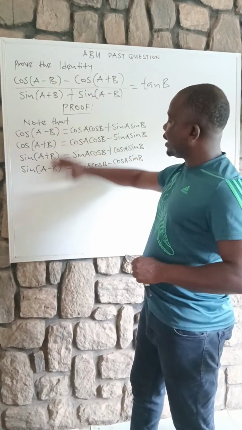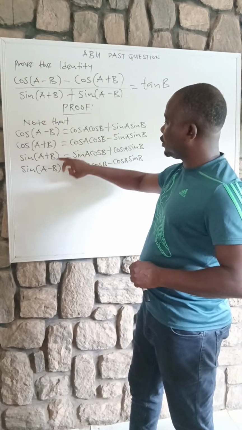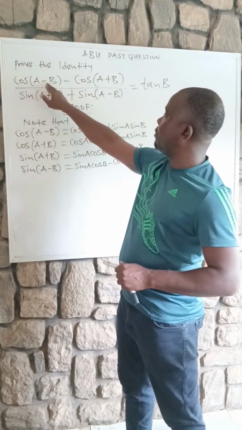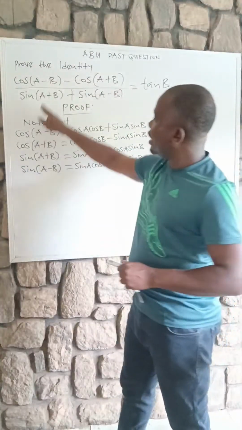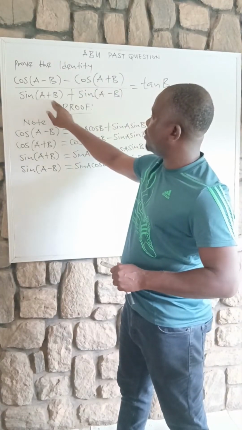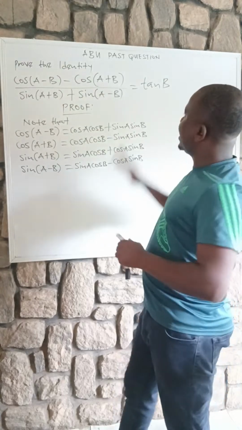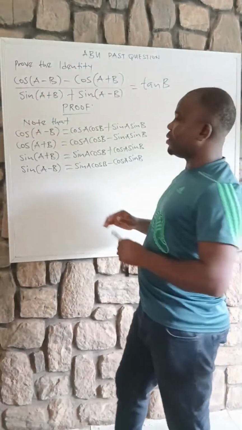So for the fact that we are able to define these identities, how many? 1, 2, 3, 4. According to the question given, we have cos(A minus B), we also have cos(A plus B), two of us. Then look at the denominator, we have sine(A plus B), and we also have sine(A minus B). Then the right answer is tan B.